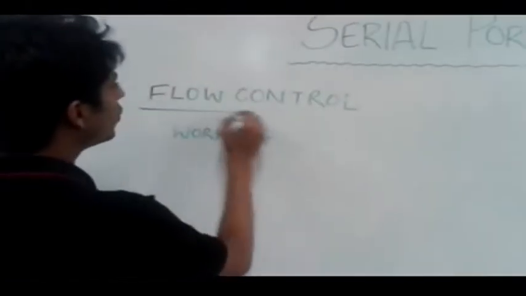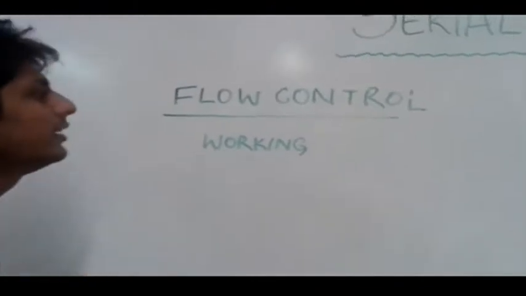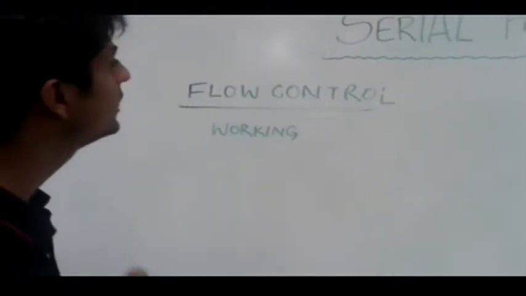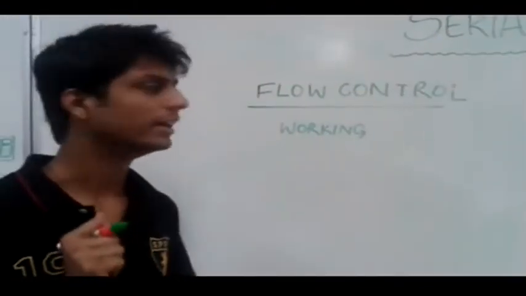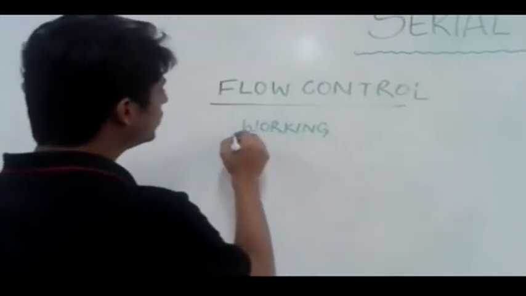The working of serial ports depends upon the concept of flow control. Flow control is the ability of one device to tell another device to stop data for a while. Now I will explain the working of flow control through an example.